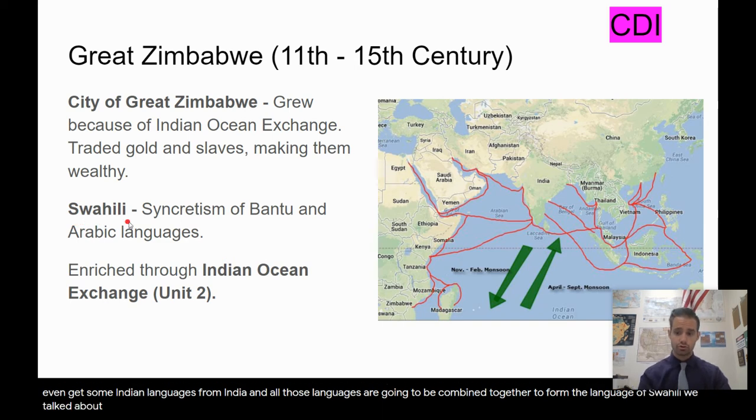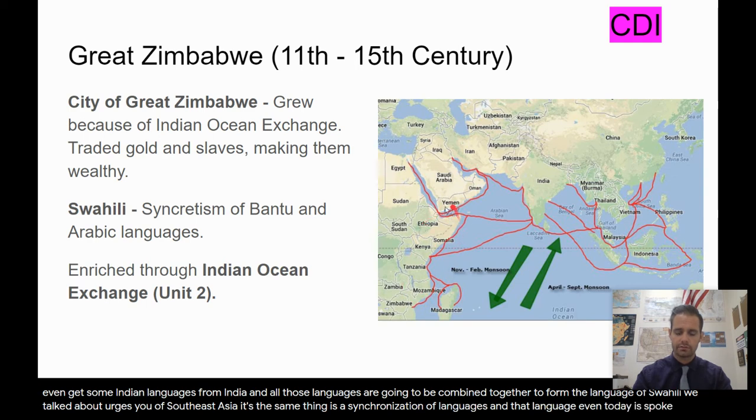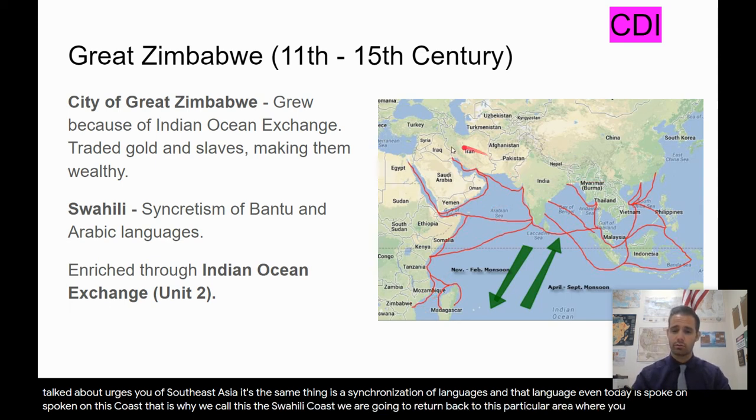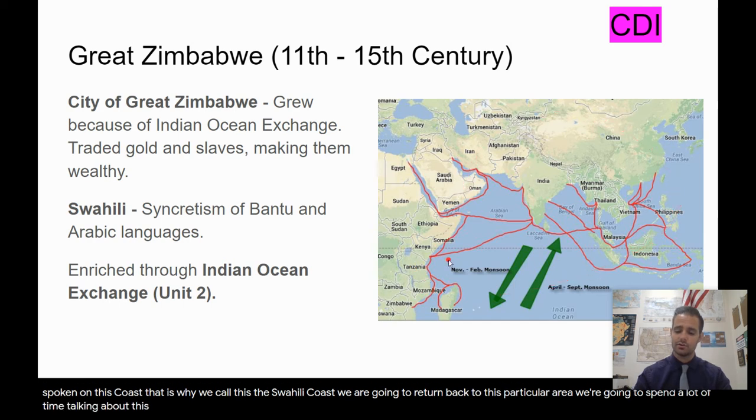We talked about Urdu earlier. When we looked at our study of Southeast Asia, it's the same thing. It is a synchronization of languages, and that language, even today, is spoken on this coast. That is why we call this the Swahili coast. We are going to return back to this particular area, and we're going to spend a lot of time talking about this in Unit 2.